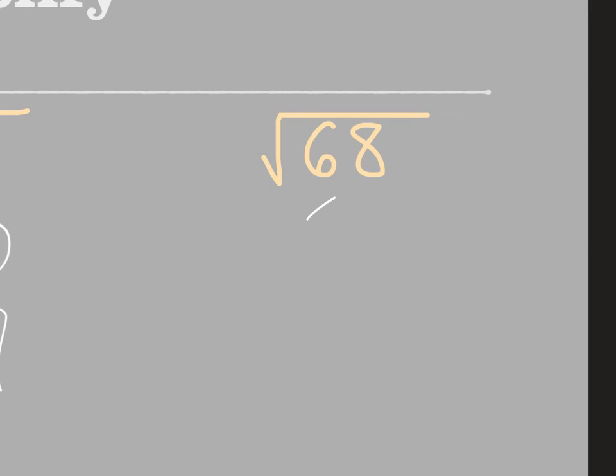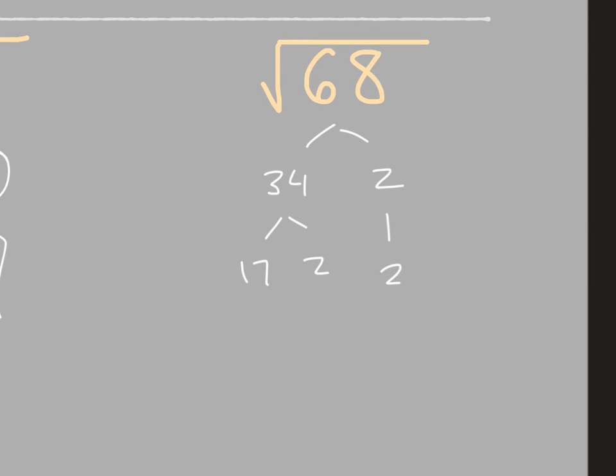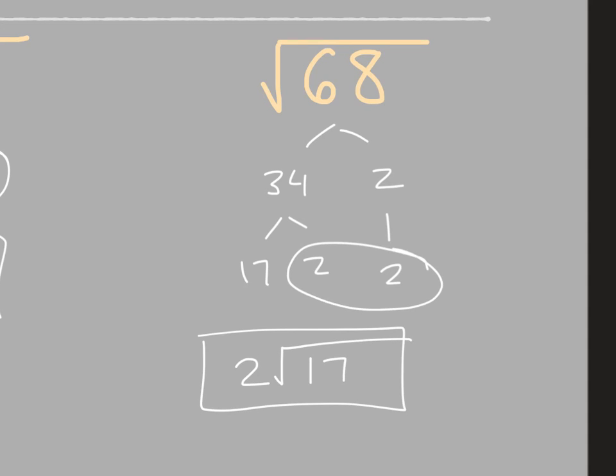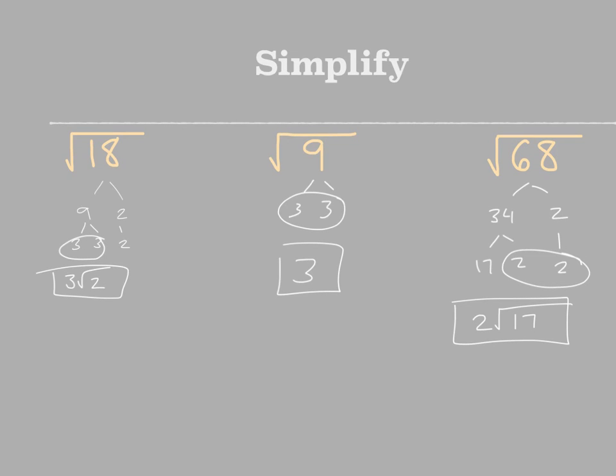All right, last one. Square root 68. What are factors of 68? 34 and 2. What are factors of 34? 17 and 2. And what are factors of 17? Do we have factors of 17? Nope, because it's a prime number. So what do we circle? Circle our 2's. What comes on the outside? The 2. And what stays on the inside? 17. 17 stays on the inside because it doesn't have a pair. So it has to stay on the inside.